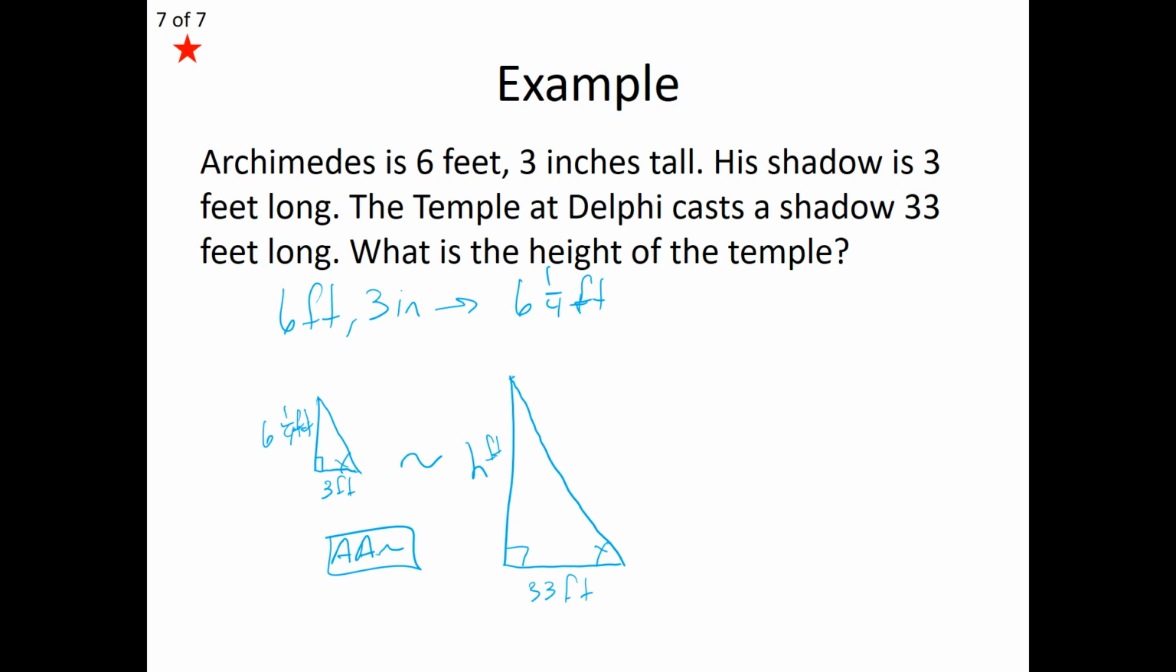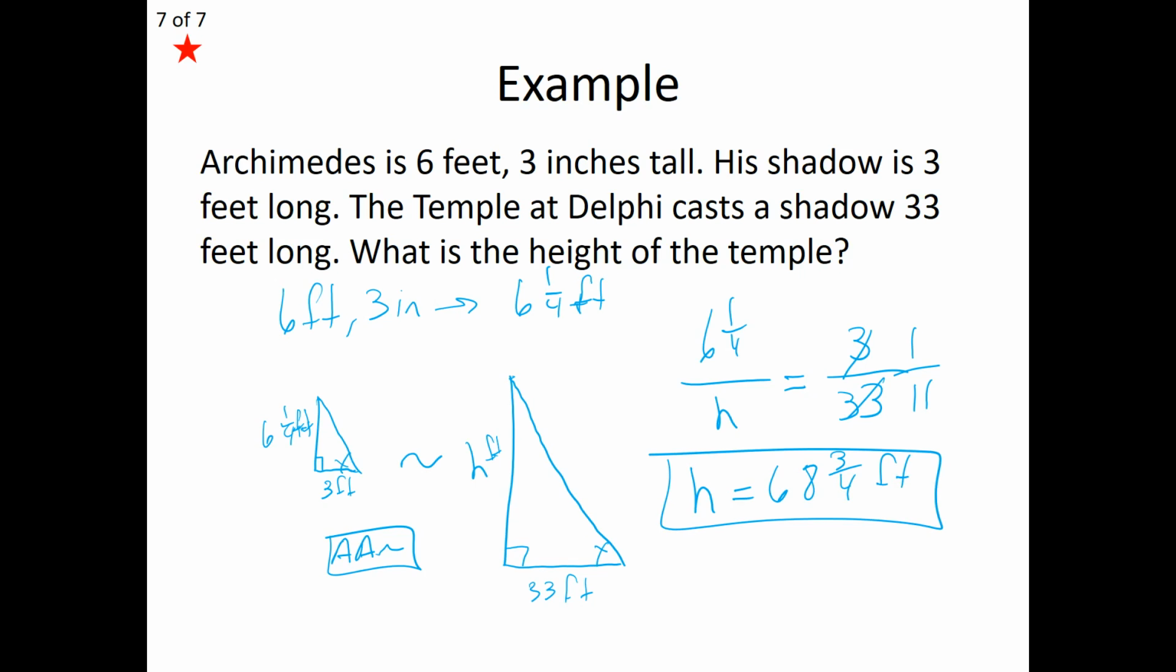So the proportion is, looking at the corresponding sides, the height of Archimedes to the height of our temple. That would be the first corresponding sides. And then we have the shadow of Archimedes to the shadow of our temple, which are also corresponding parts. Well, we have one variable, one equation. We can cross multiply and solve. To make this a little easier on ourselves, I'm going to simplify this ratio to 1/11. We just divide both of those by 3, and now cross multiplying is a breeze. I do h times 1, which is simply h, and then 6 1/4 times 11 gives us 68 3/4, and that unit is still in feet.